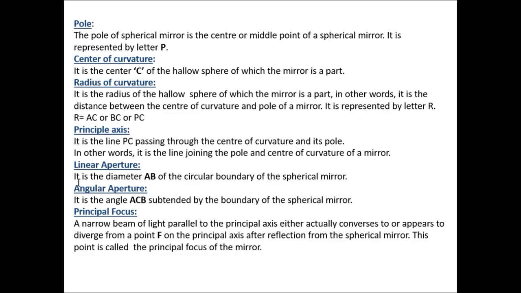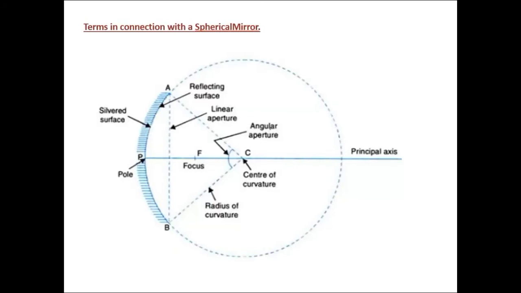Then principal axis. It is the line PC passing through the center of curvature and the pole. In other words, it is the line joining the pole and center of curvature of a mirror. This is the principal axis. Look, this line passes through two points, C and P. C is the center of curvature, P is the pole. Any line passing through the center of curvature and pole is called the principal axis.